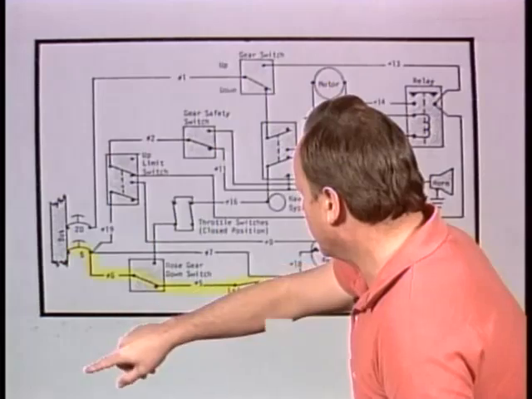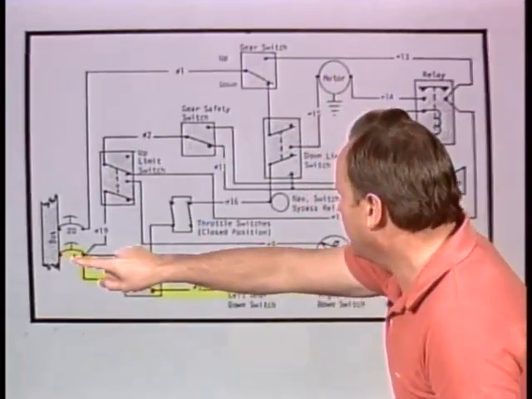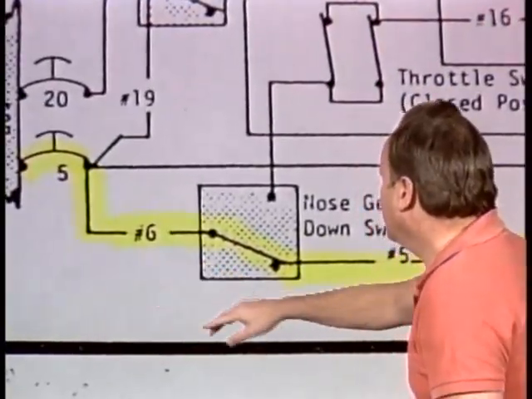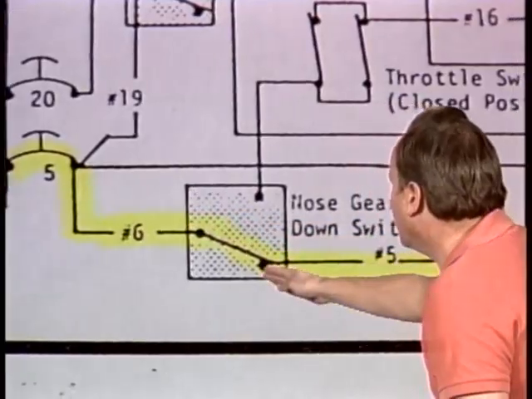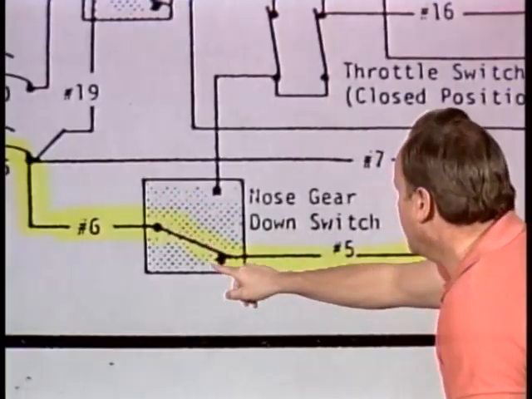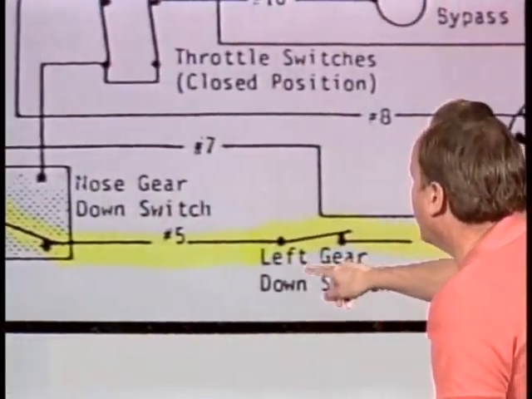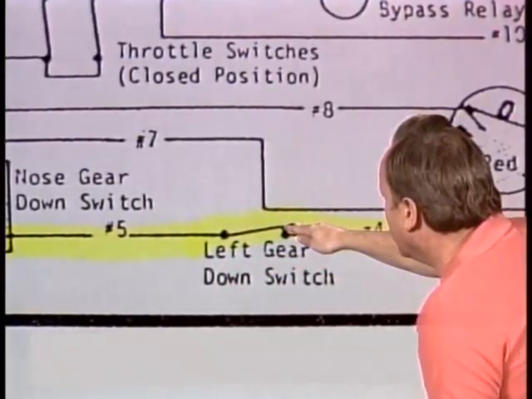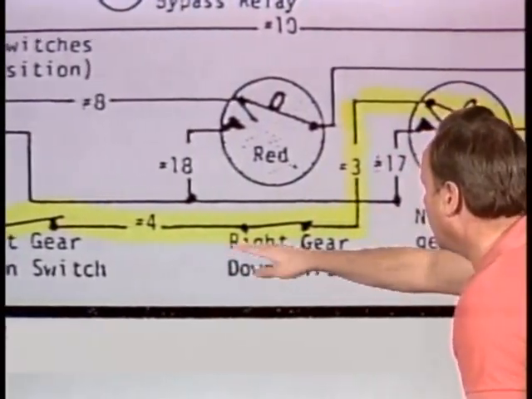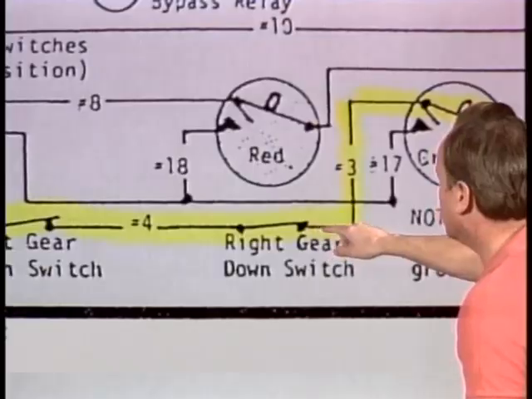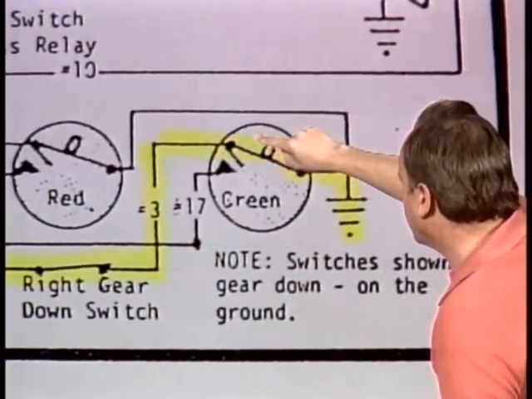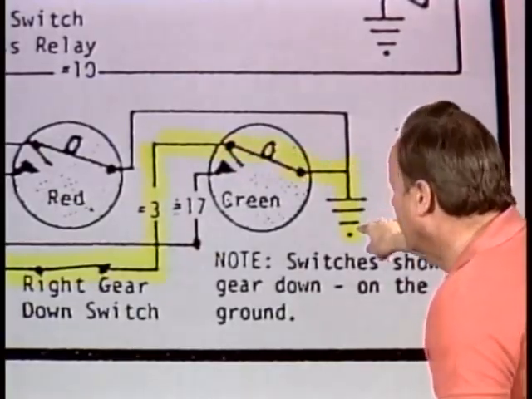First of all, we'll start over here at the bus, and we'll go through this 5-amp circuit breaker. We'll go down here to wire 6, and the nose gear is down, so the switch is in this position. That's the nose gear down switch, and that makes contact with wire 5. The left gear is down, and so we have that switch closed. And number 4, wire 4, and the right gear is down. That switch is closed. And then we go through wire 3, and of course the green light will now operate because we have a connection all the way to ground.